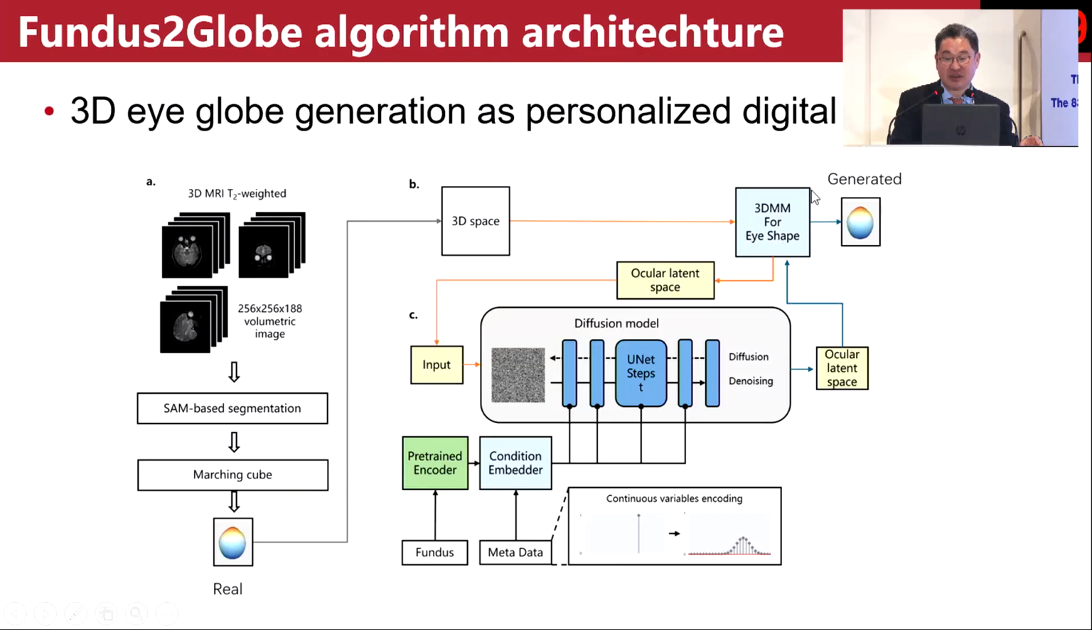Then we use these two inputs to generate a 3D ocular image and compare it with the gold standard. So we have a GAN technology. We need to train the AI until it cannot differentiate between the generated and real 3D images, and then we establish the neural network.